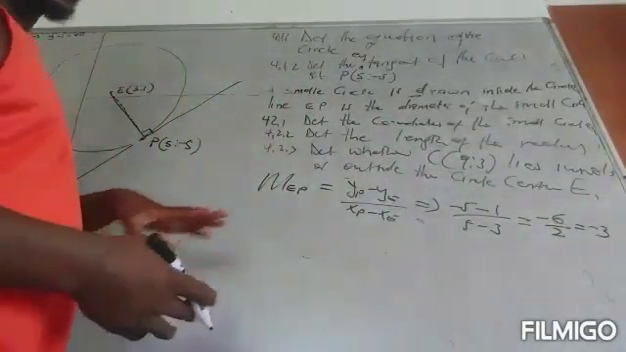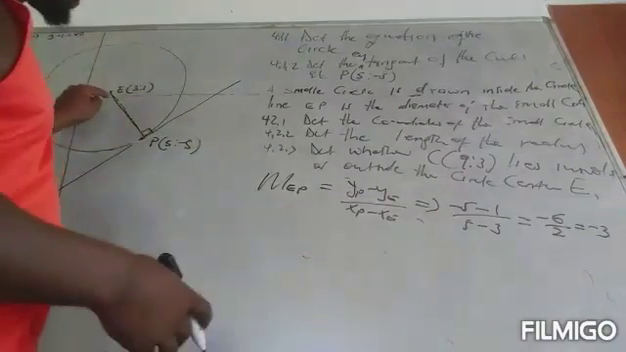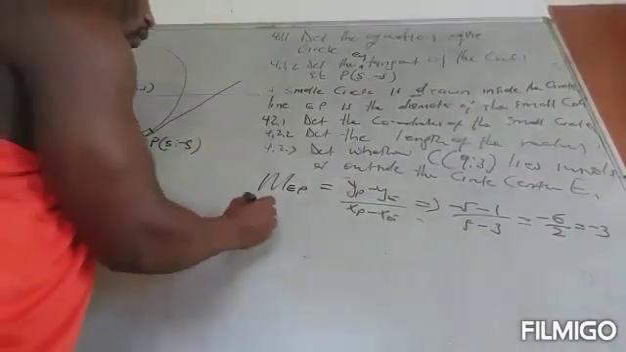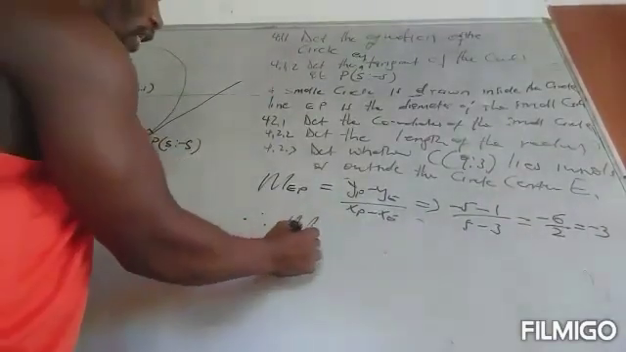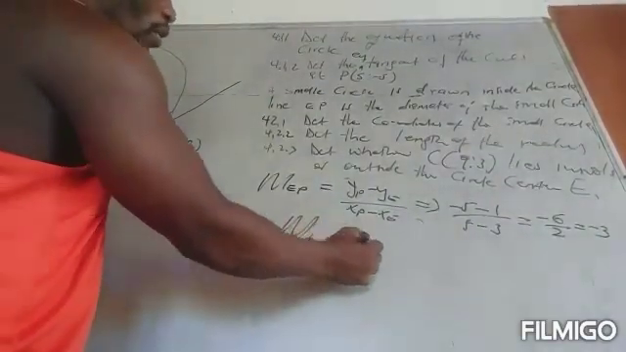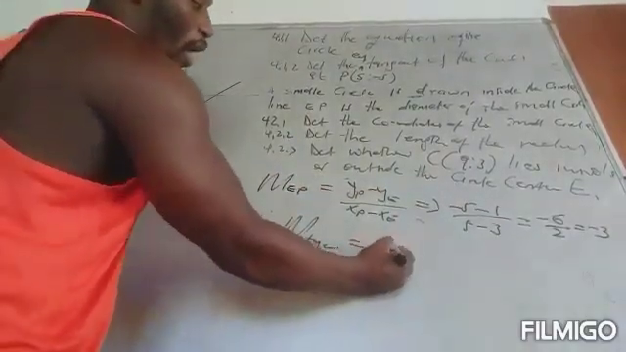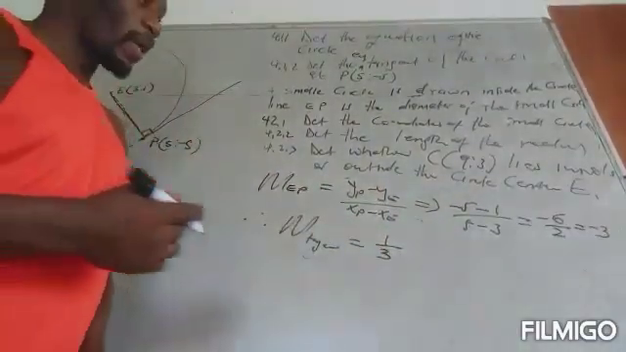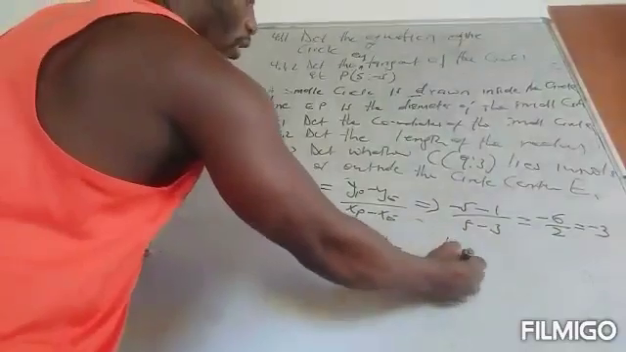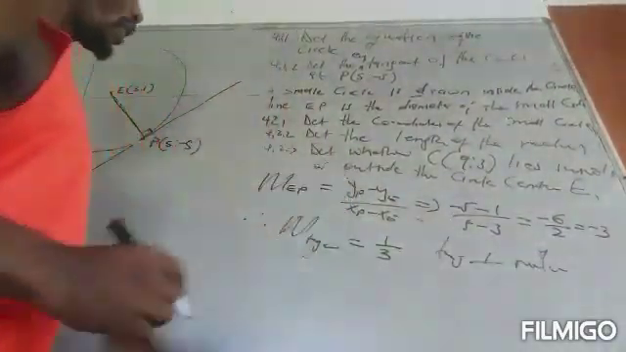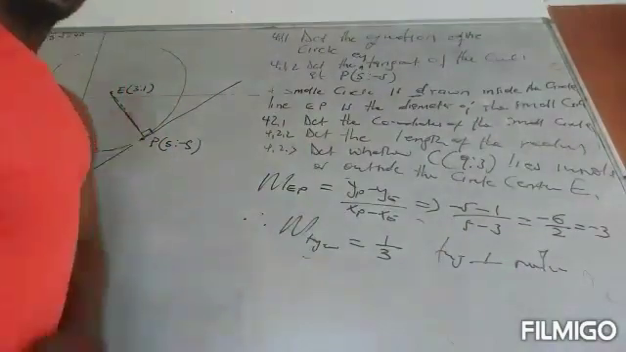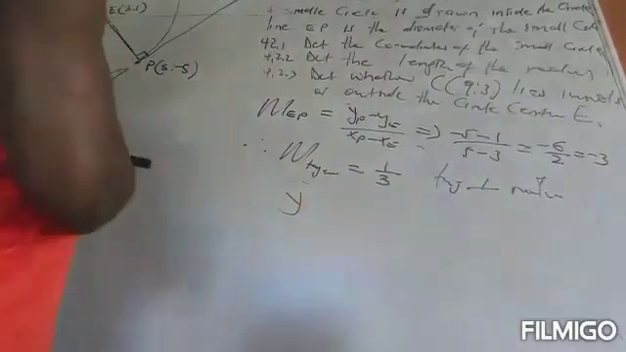So the gradient of the radius is minus 3. Therefore the gradient of the tangent is the negative reciprocal of minus 3, which is 1 over 3, because a tangent is perpendicular to a radius. So now we can easily find the equation of a tangent, because a tangent is a straight line.